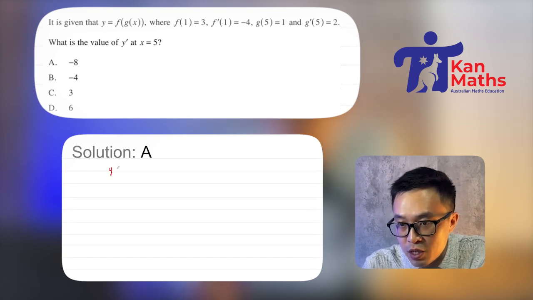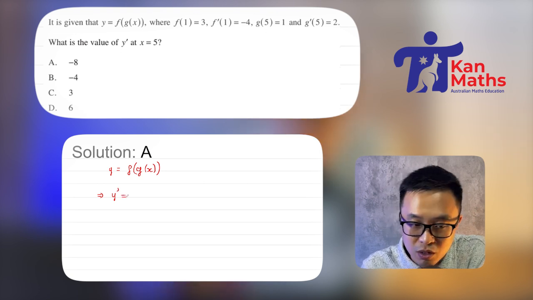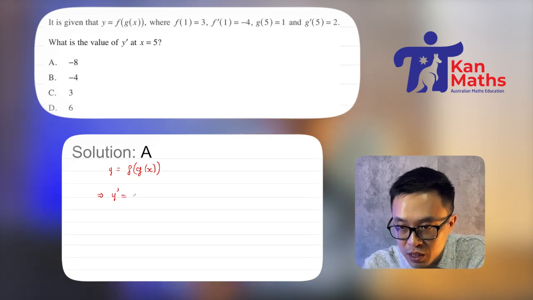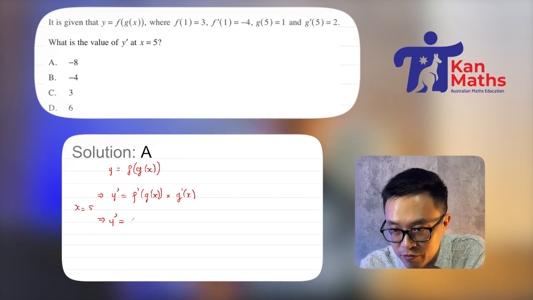What does that mean? First, you've got the composite function where the outside function is f and the inside is g(x). If I want to convert this into the derivative, y' will be equal to the derivative of the outside function first, and then multiplied by the derivative of the inside function. And when x equals 5, it means you need to substitute x equals 5 into the position of x in here.